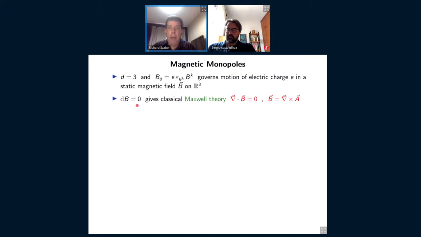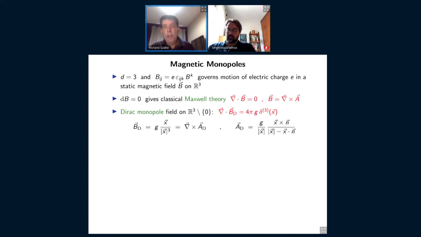This is just the classical Maxwell theory. Because dB equals zero in this case, it is just equivalent to saying that the divergence of the magnetic field is zero. This is of course one of the Maxwell equations. And on R3, this means that B can be represented as the curl of a vector potential. There's a globally defined vector potential for my field. So that's the simplest case of Maxwell theory.